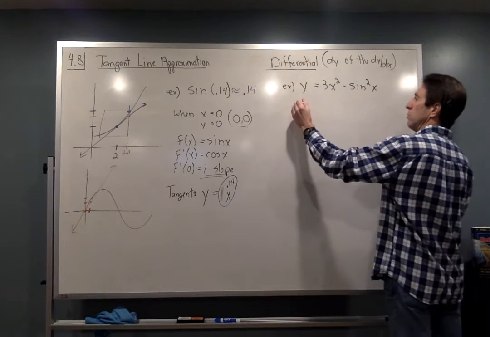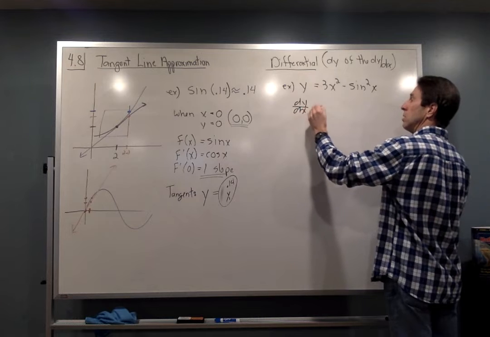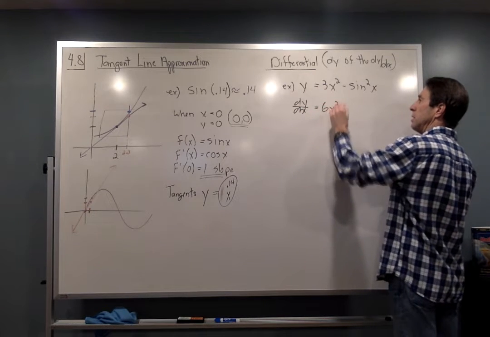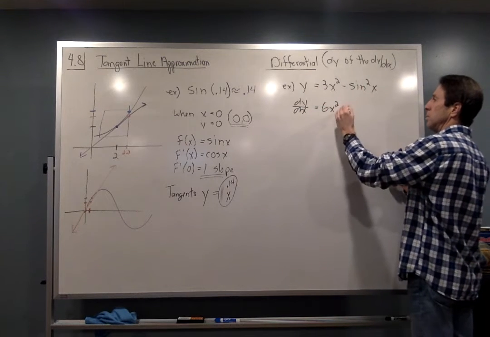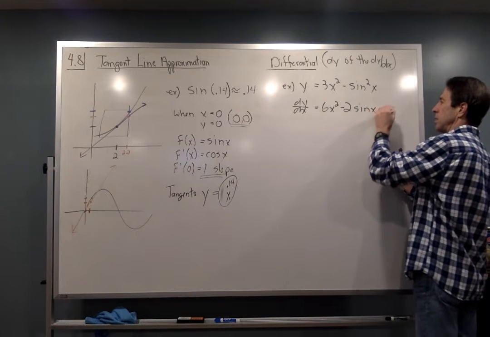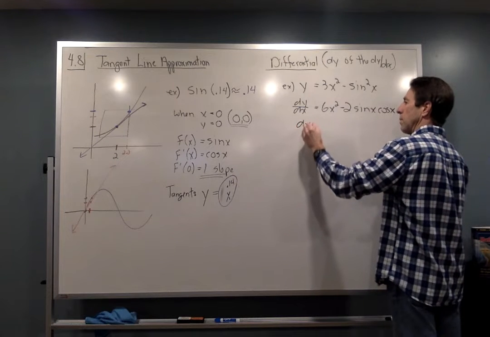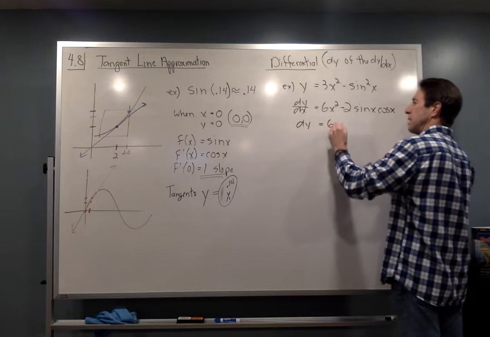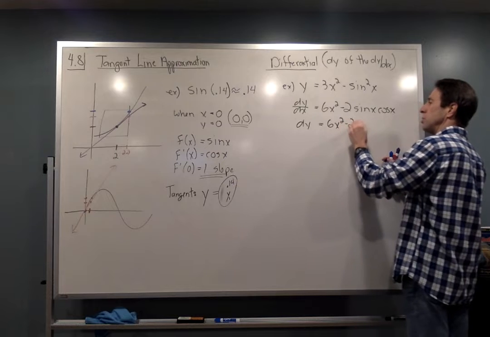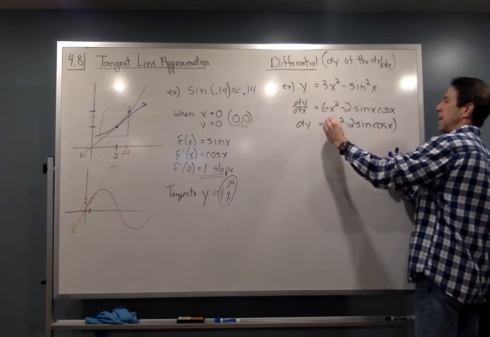Well, the differential, we'll start by just finding the derivative, which we know is 6x squared. Here we're going to need a chain rule. 2 sine of x times the derivative, which is cosine of x. And so the differential is 6x squared minus 2 sine x cosine x dx.